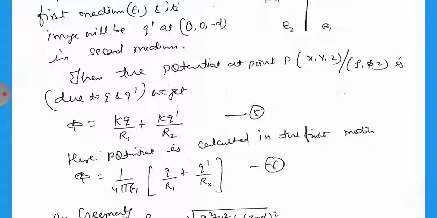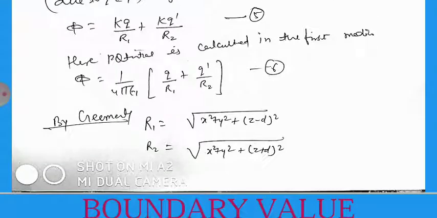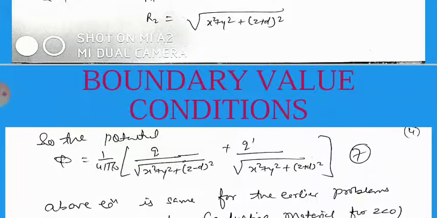r2. Here the potential is calculated in the first medium, so phi equal to 1 by 4 pi epsilon 1, q by r1 plus q dash by r2. Here r1 is the root of x square plus y square plus (z minus d) whole square, and r2 equal to the root of x square plus y square plus (z plus d) whole square. So this is given by the boundary value conditions. So the potential is given like this, phi equal to 1 by 4 pi epsilon, please correct it, this is not epsilon naught, this is epsilon 1.